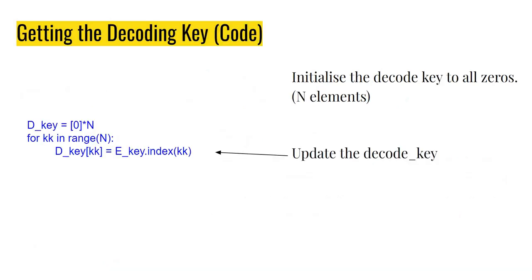In code, what I will do is that I'll just define, let's say, for example, a new key. Let's call it D key. E key was my encryption key, so I define a new key. I initialize it to all zeros. Now remember, this key also must have the same length as n, so I just initialize it to all zeros. And then finally, I just element by element update this by saying, okay, look, I want to find out where was, for example, 0 in E key, where was 1 in E key, and so on and so forth. And this is done by this index operation.